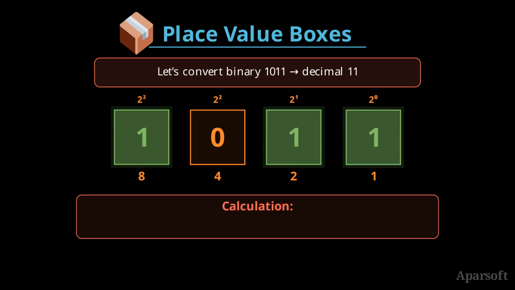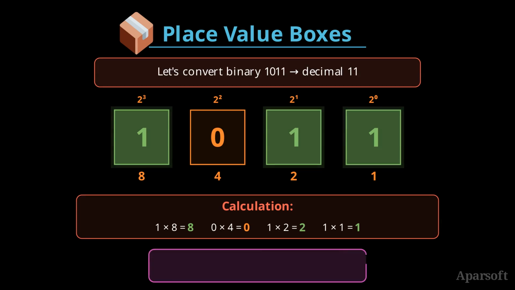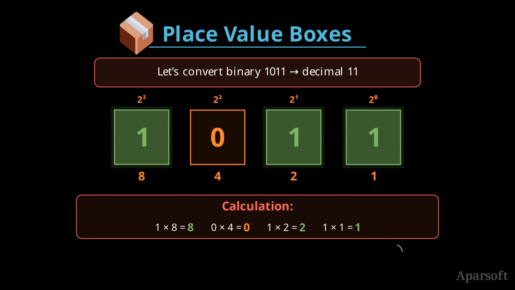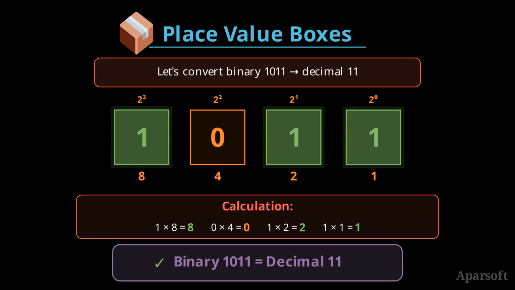Now we multiply each digit by its place value. 1 times 8 is 8, 0 times 4 is 0, 1 times 2 is 2, and 1 times 1 is 1. Finally, we add them all together. 8 plus 0 plus 2 plus 1 equals 11. So the binary number 1011 equals decimal 11. Perfect! You just converted a binary number to decimal using place values. This is the foundation of understanding how computers represent all numbers.